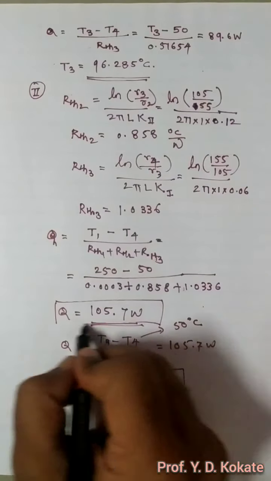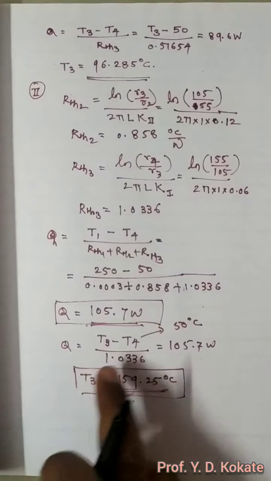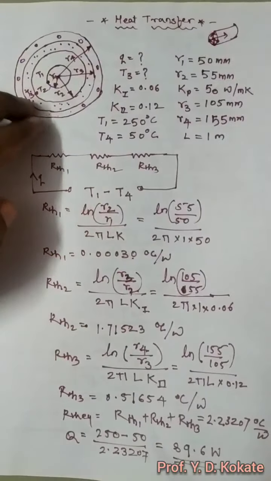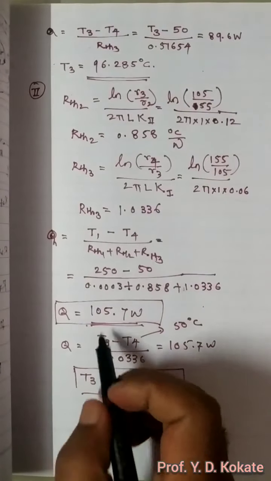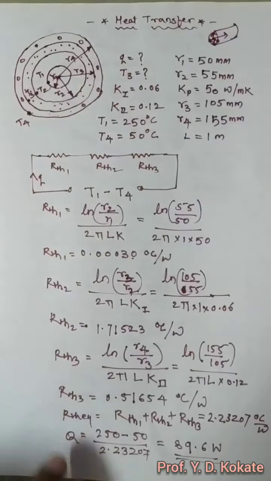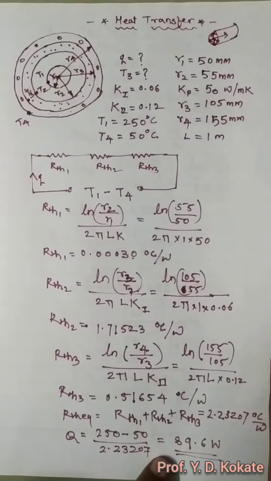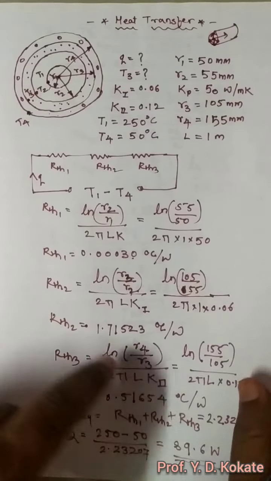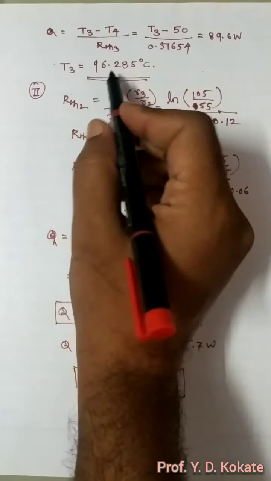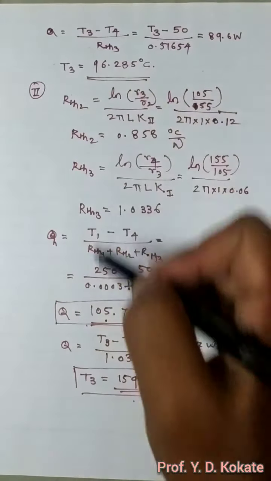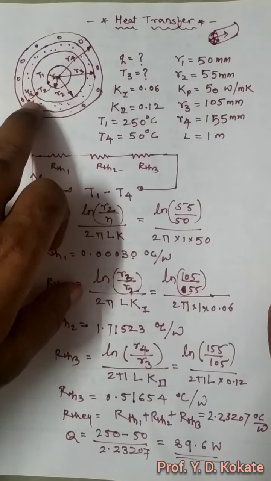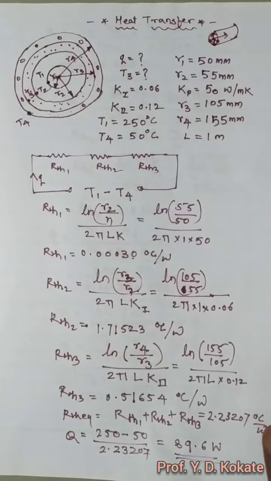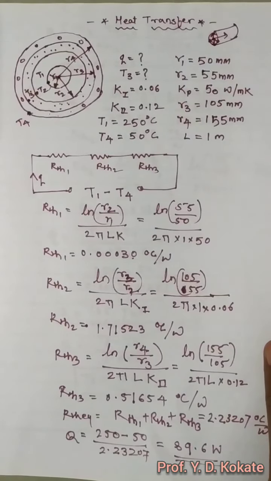Now compare this heat transfer. In the second case, when I change the first insulation with the second and the second with the first, the heat transfer is 105, and in the first case it is 89. That means the heat transfer rate has increased. As the heat transfer is increased in the second case, the intermediate temperature in between the two insulations also increases, because heat transfer is more, so temperature will obviously be more.